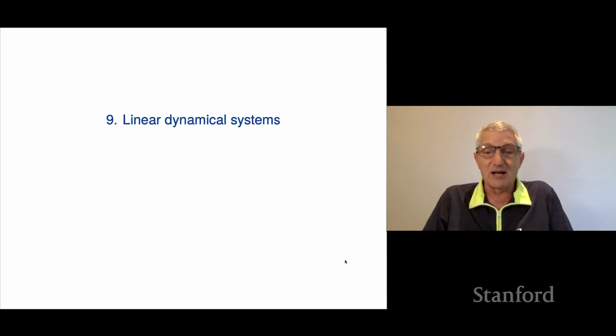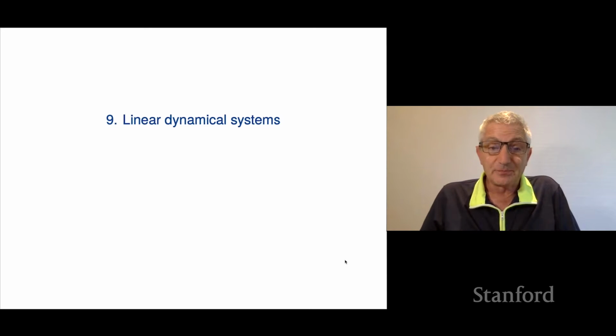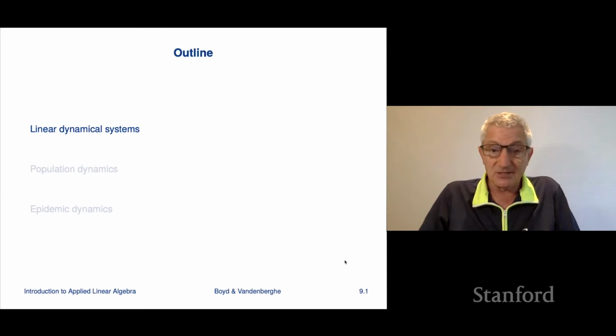We'll now look at Chapter 9, which is on linear dynamical systems. It's an application area. Actually, it's used in many fields, so it's a very good thing to know about. And at its essence, it really only uses nothing but matrix vector multiplication, which is something we know about now. Okay, so let's take a look.